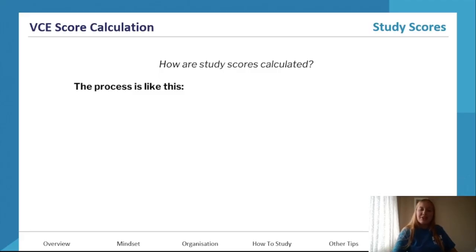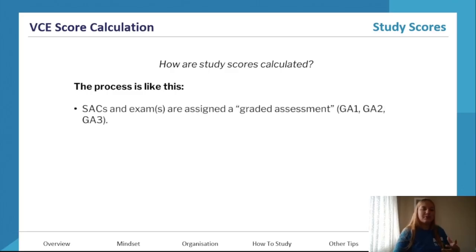So now that we understand how study scores work, we also want to have a full talk about how they're calculated. I know we've been introducing the topic, but we haven't fully gone through it. So the process is like this. Your SACs and exams are assigned a graded assessment, such as graded assessment 1, unit 3 SACs, graded assessment 2, unit 4 SACs, and graded assessment 3, your exam.